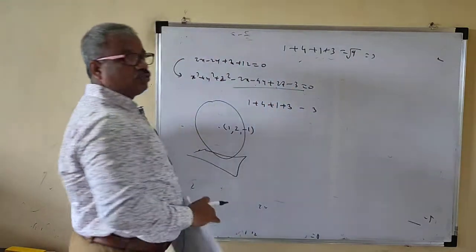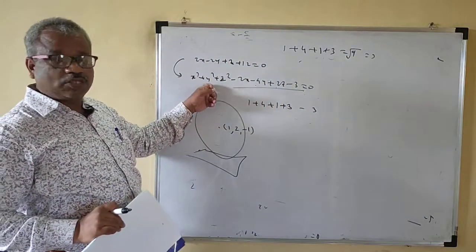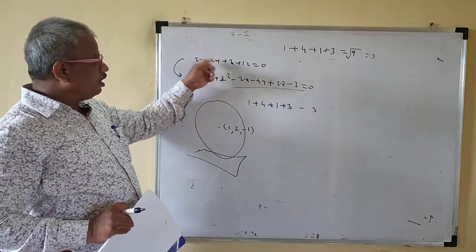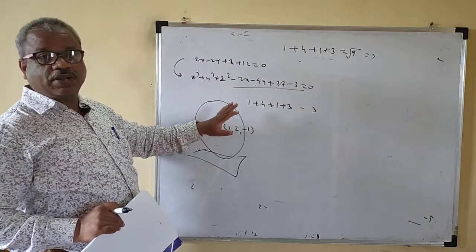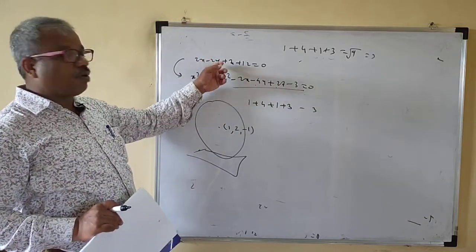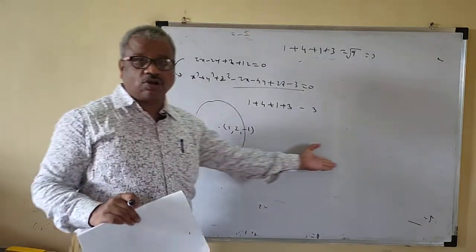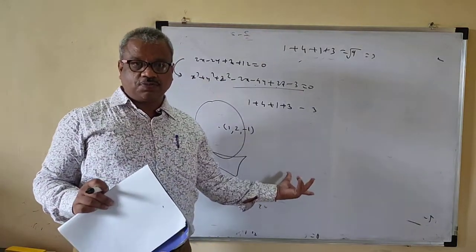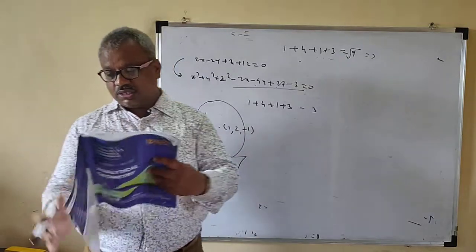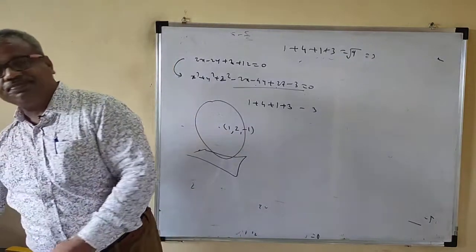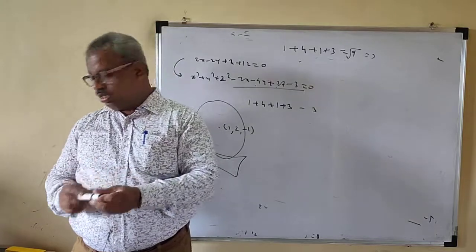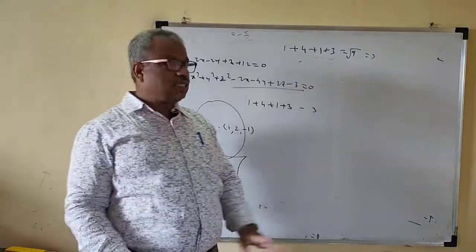So the perpendicular distance of the center of the sphere from the plane, if this plane touches the sphere, is the radius of the sphere. Just find the radius, and check your option. Where your radius of the sphere is, that will be the correct option. I hope that you understand the sphere. So this is the end of the sphere.